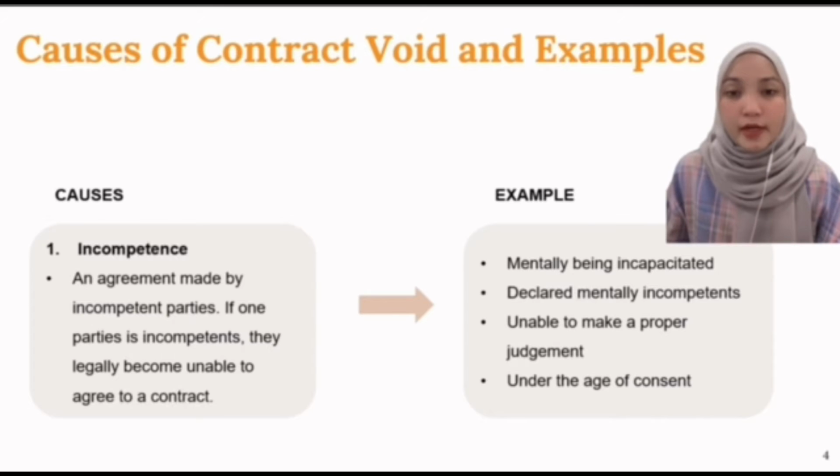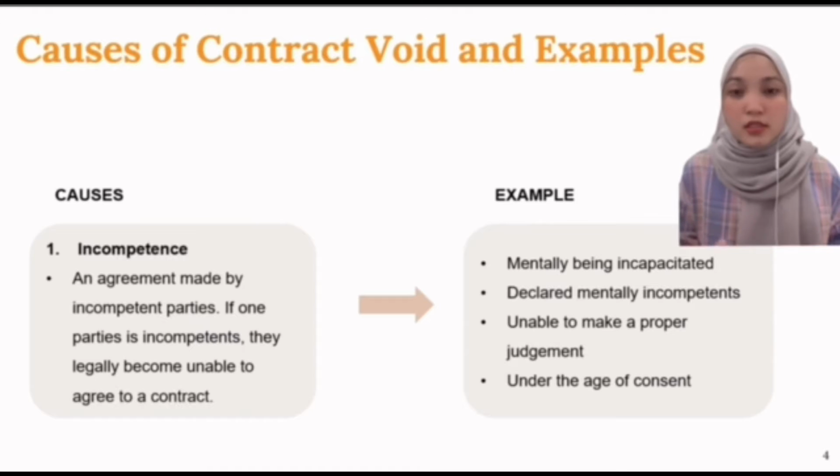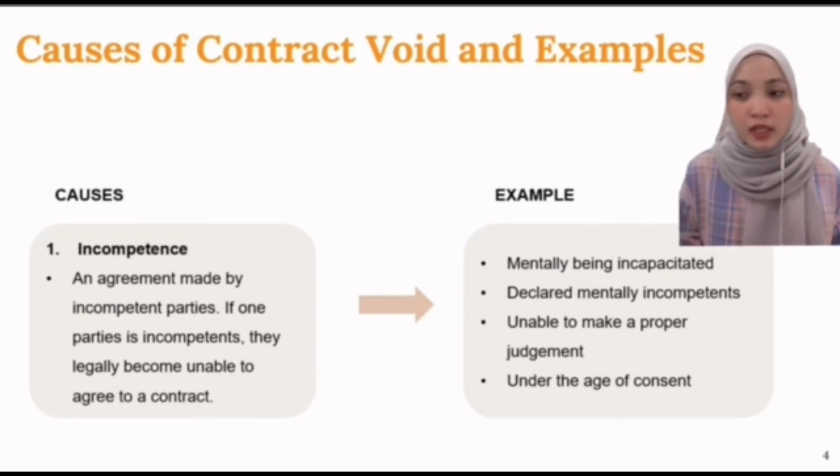I will cover the part on causes of contract void and examples. The contract void can occur due to the following reasons. First is incompetence. Incompetence means an agreement made by incompetent parties. If one party is incompetent, they legally become unable to agree to a contract.